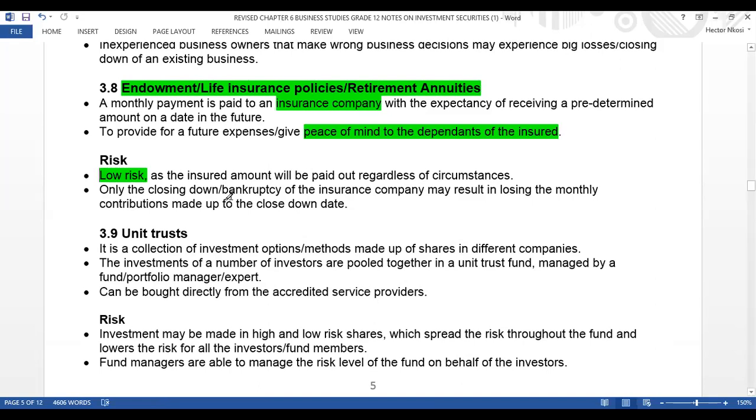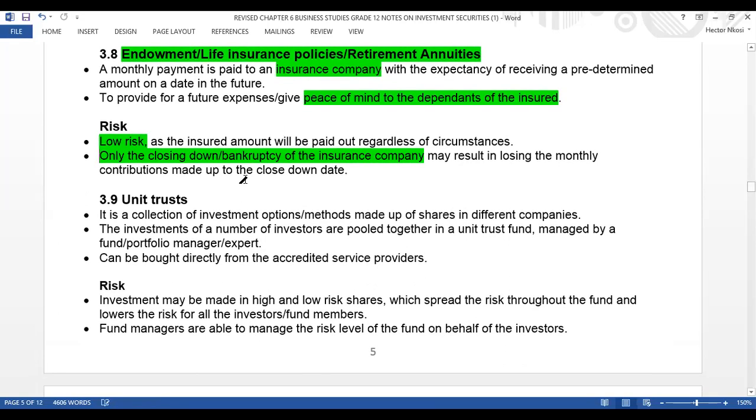Also, only the closing down or bankruptcy of the insurance company may result in losing the monthly contributions made up to the close down date. But it's unlikely for an insurance company to close, guys, if it's a valid insurance company. Unless it's one of those fly-by-night insurance companies. Those ones definitely will close, because I'm sure the majority of them are not registered with the Insurance Act and so on.